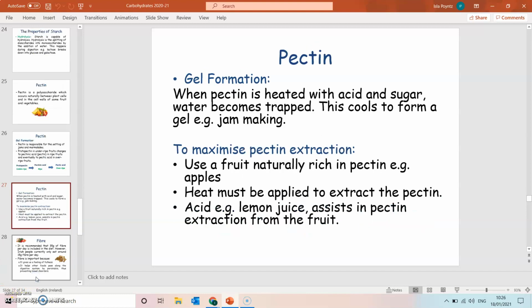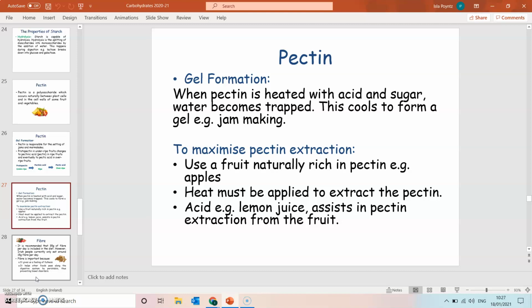So what happens? When pectin is heated with acid and sugar. Now the acid is generally present in the fruit, but you can also add some lemon juice to help this process as well when you're making jam. And then sugar is added to jam when you're making it. Water becomes trapped. This cools to form a gel, and your culinary application is jam making.